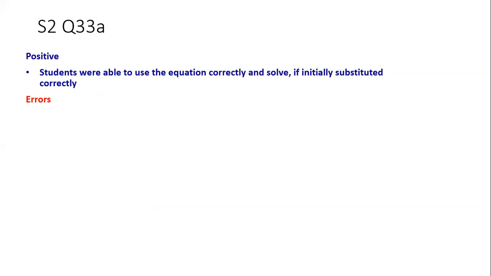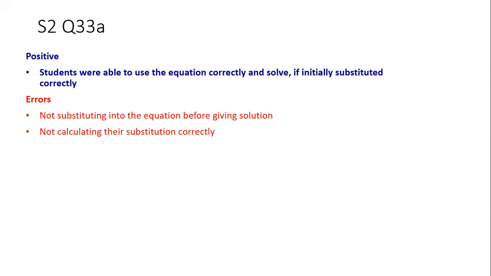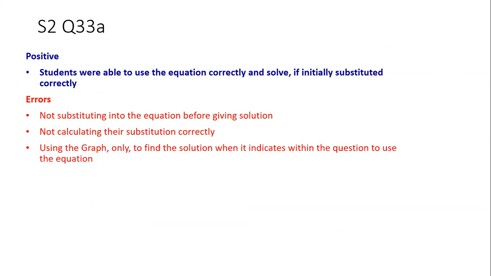So overall, looking at all of 33A, they were able to use the equation correctly, which was part A(i). Some didn't calculate their substitution correctly, so that was all for A(i), using the graph, as I said.